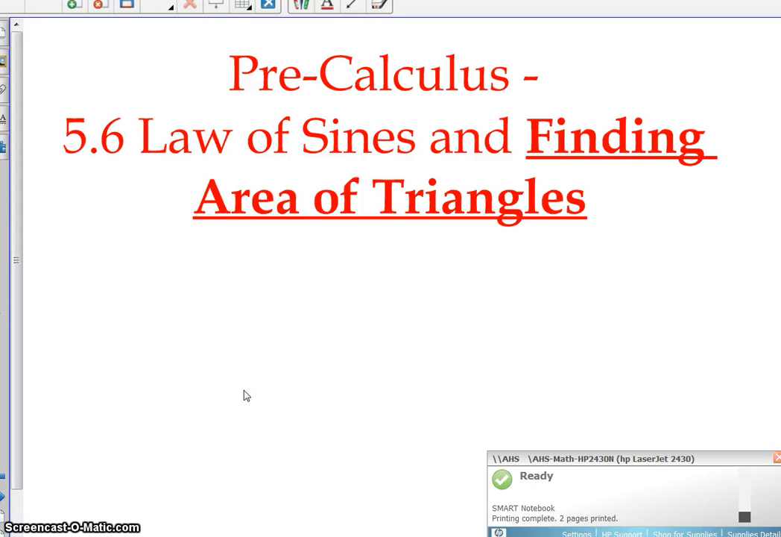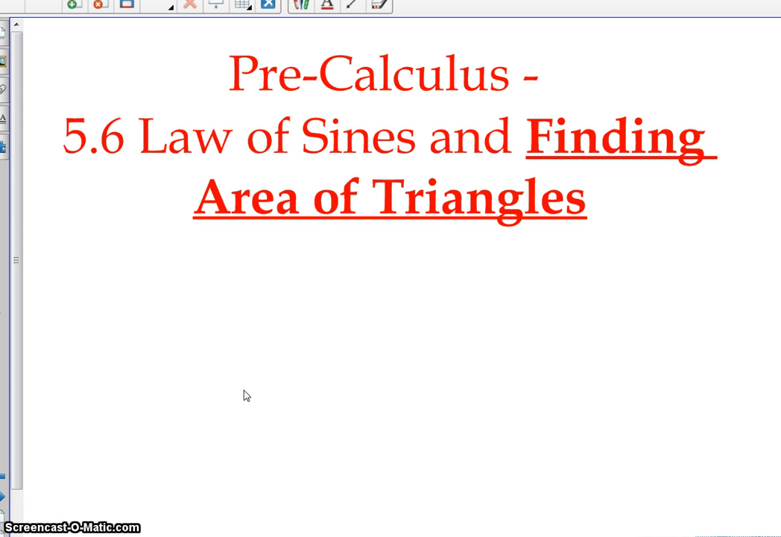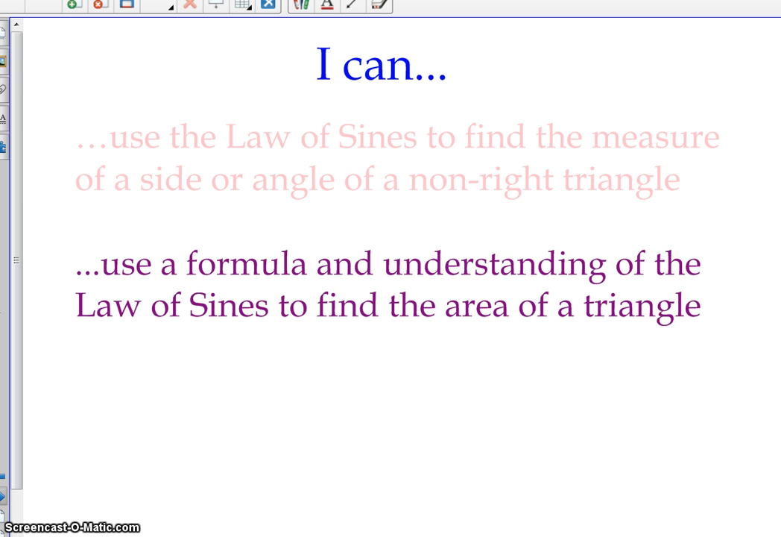Okay, we're in section 5.6, which we just learned about using the law of sines. And now we're going to ask, how do we use the law of sines to find the area of triangles? We're using some different formulas here, and this really is a lot about the formulas.